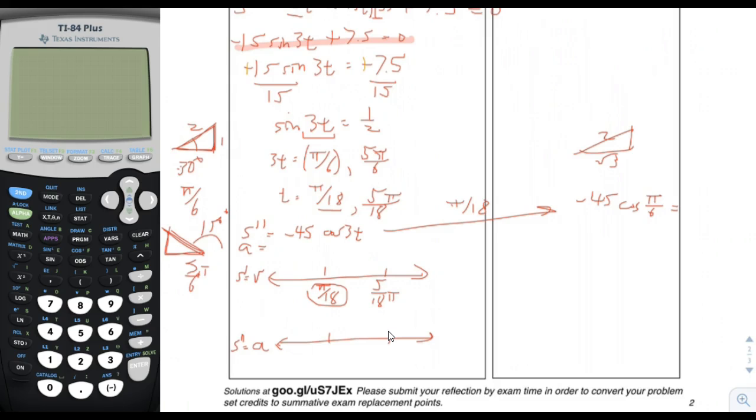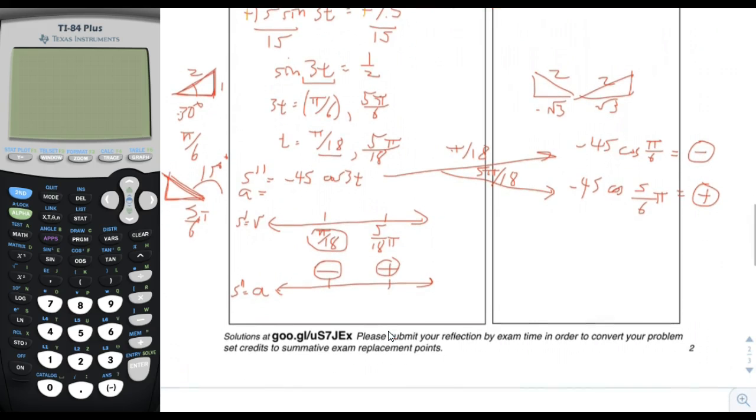So negative 45 times 0.866. The important thing is it's a negative number, okay? So this is a negative number. What about when we're at 5 pi over 18? That would be negative 45 cosine of 3 times 5 pi over 18, which would be 5 pi over 6. And the cosine of 5 pi over 6 is negative square root of 3 over 2, which is negative 0.866. The important thing is when you multiply those two together, you get a positive number.